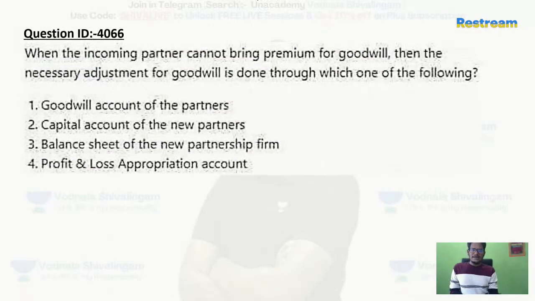When an incoming partner cannot bring a premium for goodwill, which of the following is necessary for the adjustment of goodwill? So goodwill account of the partners, capital account of new partners, balance sheet of new partnership firm, profit and loss appropriation account. Which one will be?